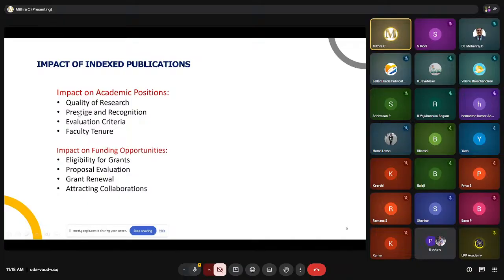Next, when it comes to proposal evaluation, indexed publications in top journals like Scientific Reports, Future of Machine Learning, all these journals, enhance the competitiveness of research proposals. And grant renewal is very much important. Continued publication in indexed journals is often one of the requirements for the renewal of a grant.